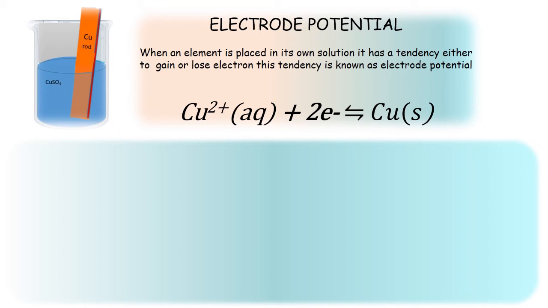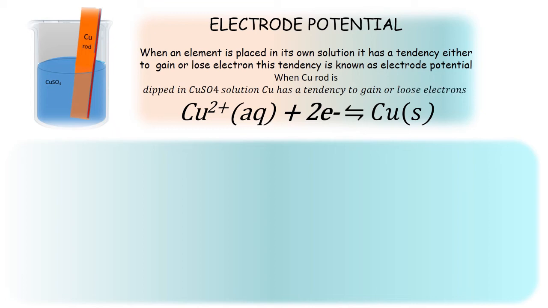The tendency of Cu to become Cu2+ is known as oxidation potential, whereas the tendency of Cu2+ to become Cu is known as reduction potential. We can write this oxidation and reduction potential as shown in this equation.